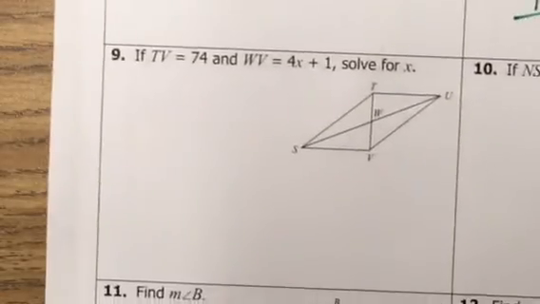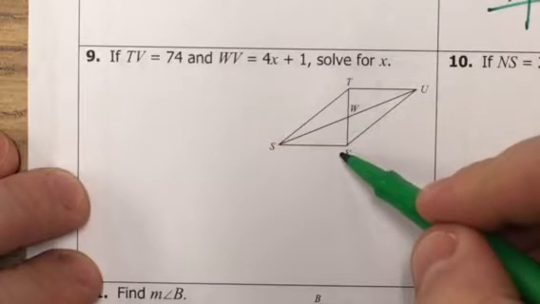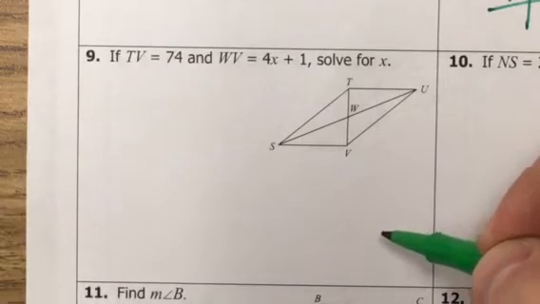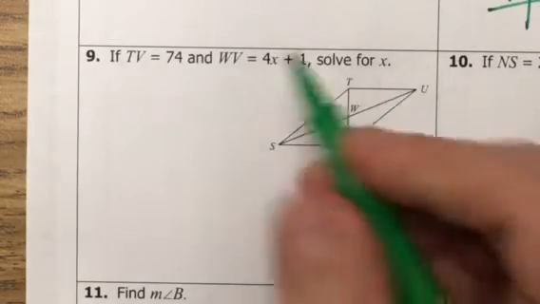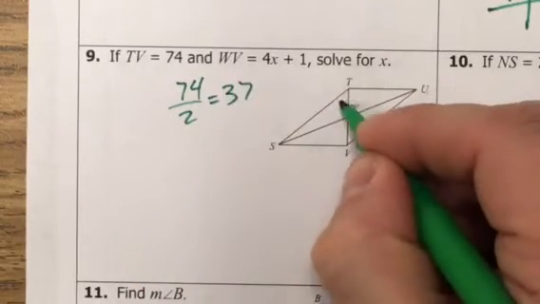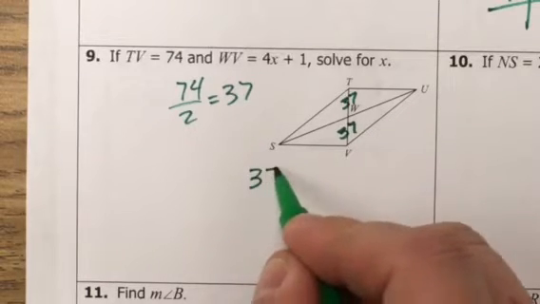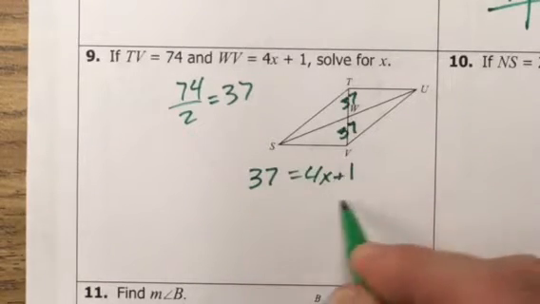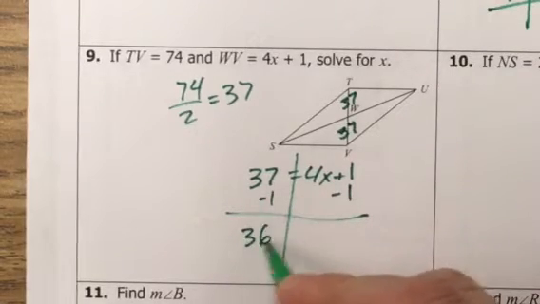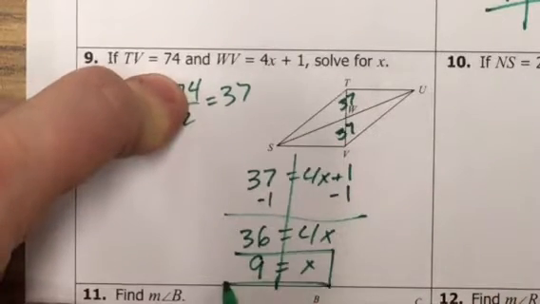Looking on to number 9. We know that TV is 74, that whole distance. And we know that WV is half of that at 4x plus 1. Solve for x. The easiest thing to me is to say 74 divided by 2 equals 37. So we know TW is 37. We know VW is 37. So we can say 37 equals 4x plus 1. Again, we got a little bit of algebra to do. 36 equals 4x, or x equals 9. Should be your final answer.